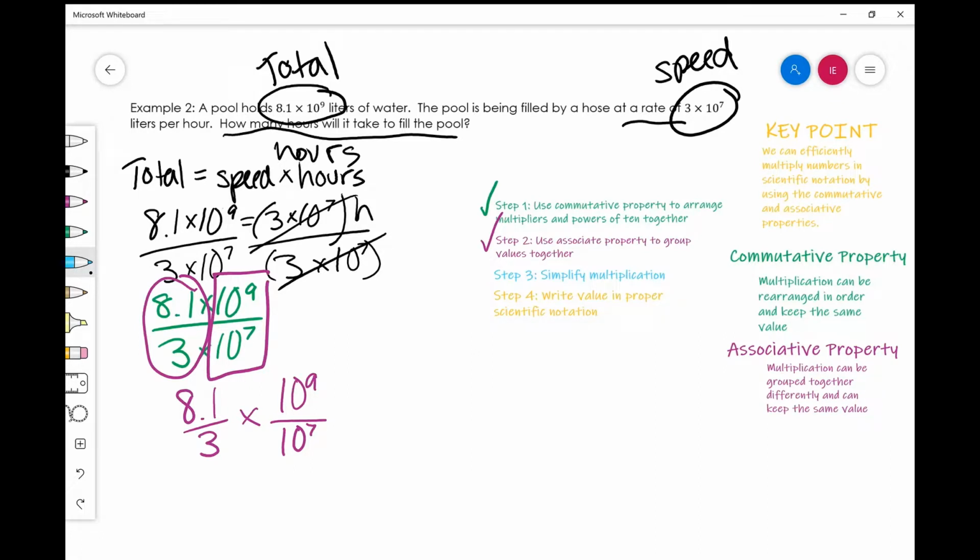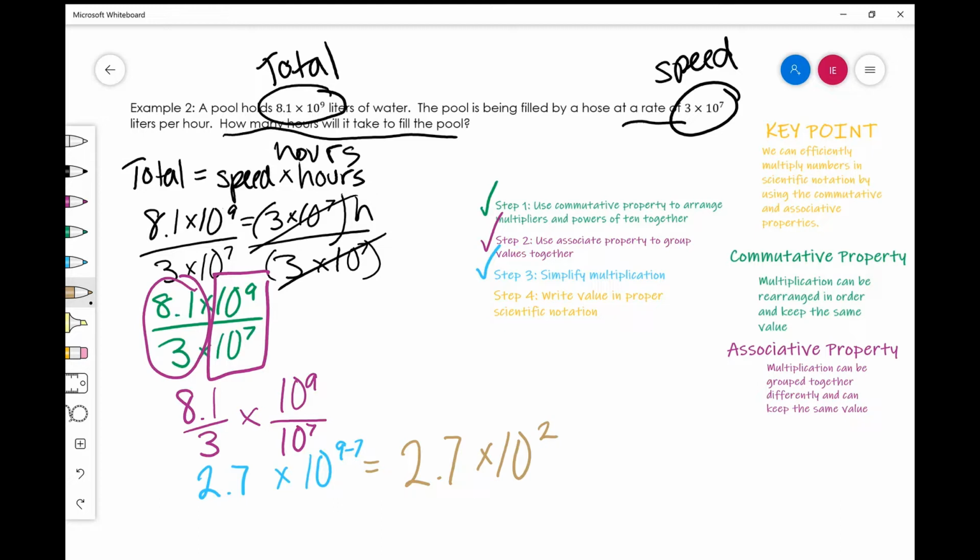The next step is to simplify my multiplication, or in this case I have division. So I need to divide 8.1 by 3, which gets me to 2.7 times my powers of 10. It means I'm going to be subtracting my exponents. I'm left with 2.7 times 10 to the power of 9 minus 7. I can see that my multiplier is already between 1 and 10, so my answer is just going to be 2.7 times 10 to the second power.